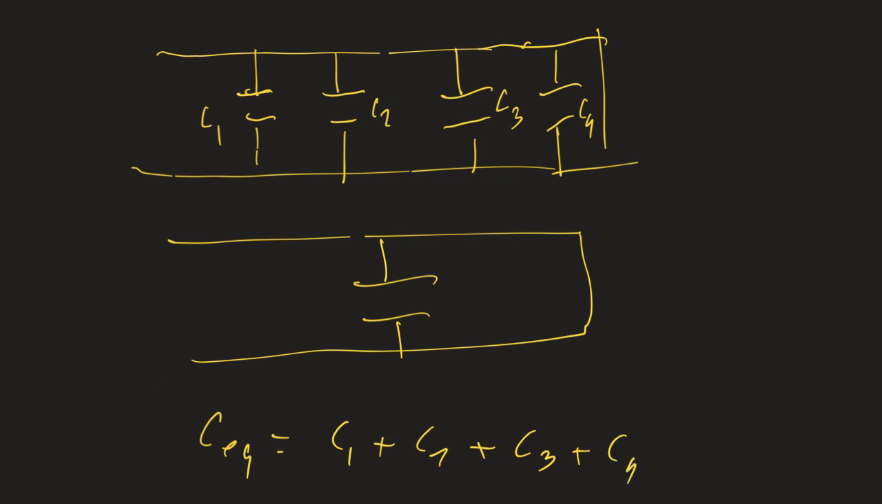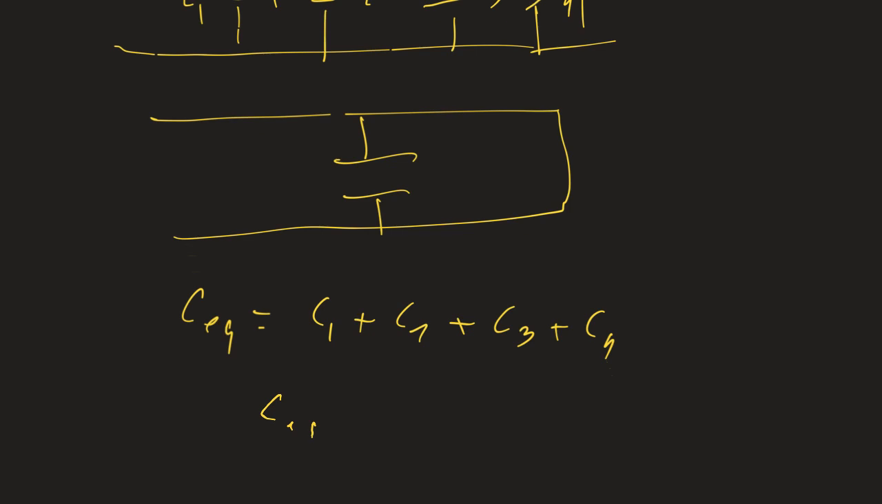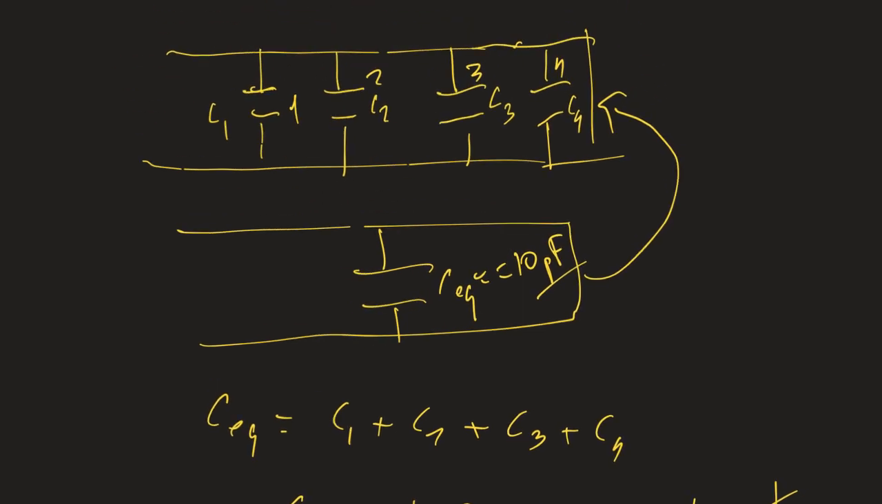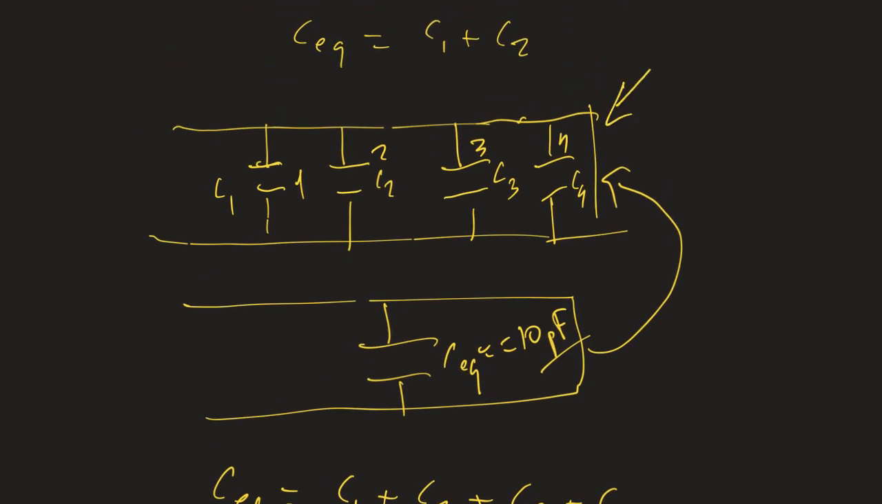So, if this is 1 picofarad, 2 picofarad, 3 picofarad, 4 picofarad, C equivalent will be 1 plus 2 plus 3 plus 4 picofarad. 7, 8, 9, 10 picofarad. So this is the equivalent. So you place a C equivalent capacitor here that will have 10 picofarad and will work exactly in the circuit as the whole system of the 4 capacitors is working.